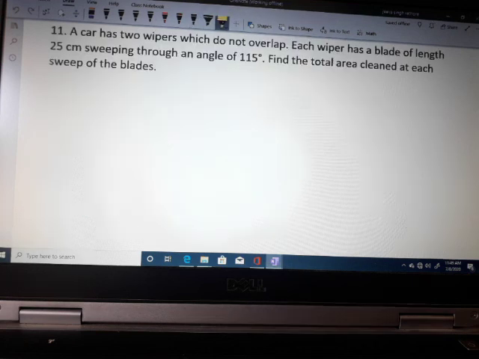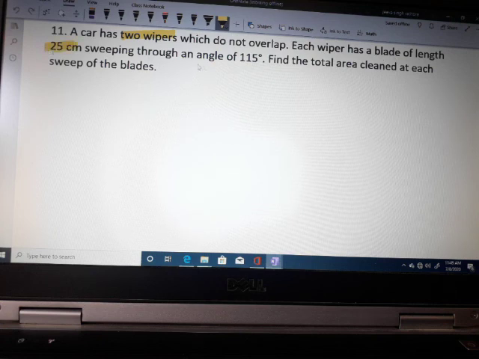Next question. A car, question number 11. A car has 2 wipers, which do not overlap. Each wiper has a blade of length 25 centimeters sweeping an angle of 115 degrees. Find the total area cleaned by each of the blades, meaning the area covered by both blades.